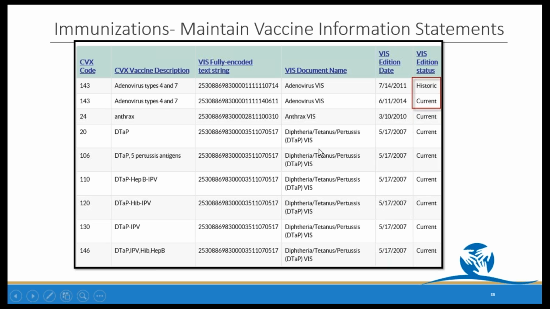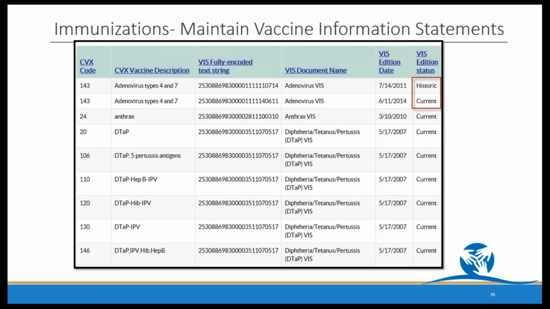So when you come in, because these lists are very long, I mean, if we look at all of the DTaPs, these are all current, but depending on what type of DTaP it is, they have different CVX codes, different barcodes. So be very careful to look to see if it's historic or current.